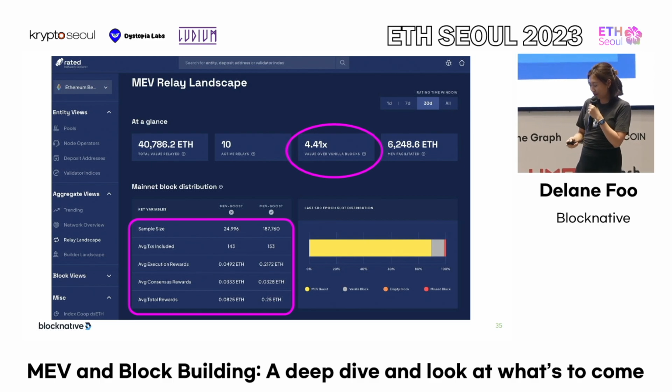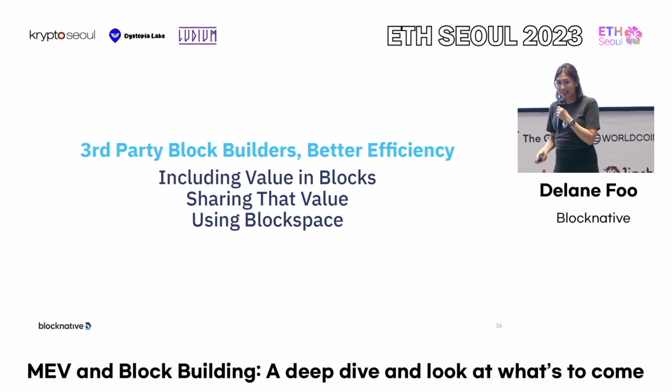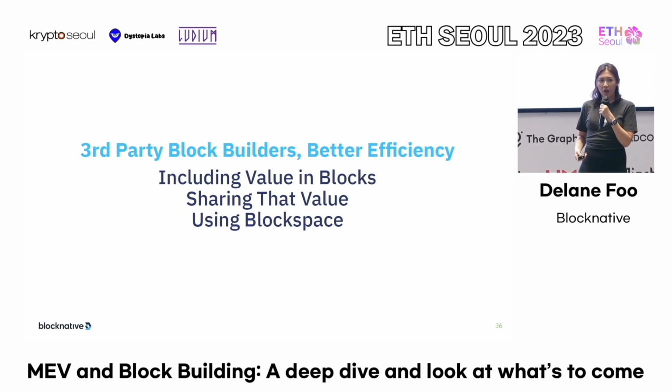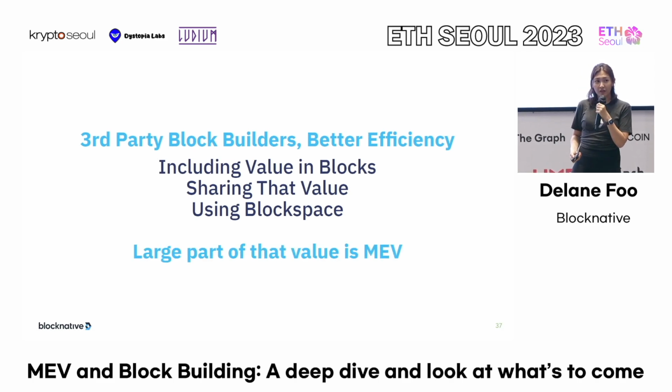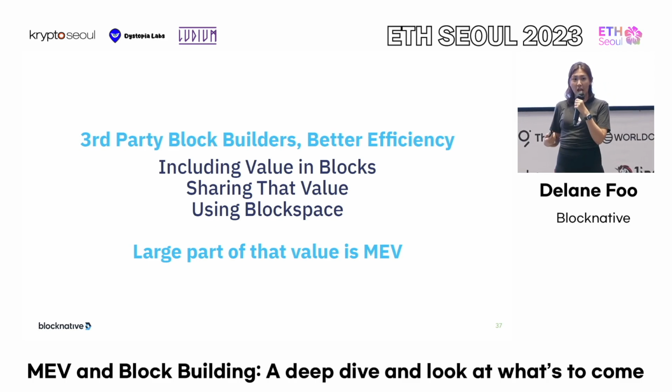So what does this mean? This means that third-party block builders are a lot more efficient in terms of including value in blocks, sharing that value with validators, and using block space in a very optimized manner. And a large part of that value, as I shared earlier, is MEV.